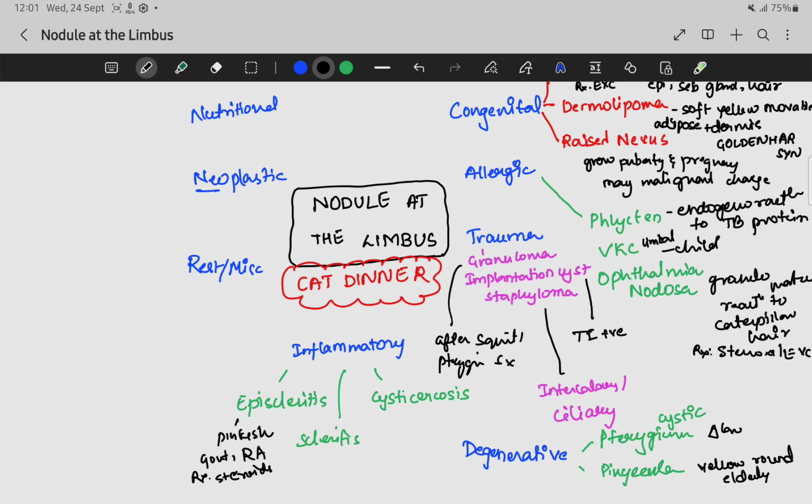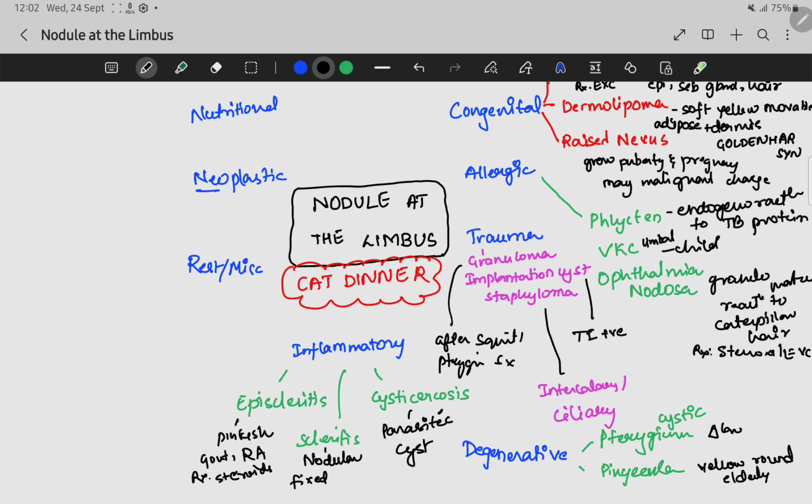Coming to scleritis, it is an inflammation of the sclera. It can be either nodular form or diffuse form. So the nodular form is the DDs for limbal nodule. So it is fixed to the sclera. It has pain and uveitis. It is usually due to collagen disorders, and the treatment is steroids. So cysticercosis is due to parasitic cysticercosis cyst. Okay.